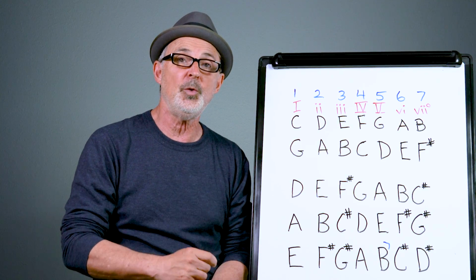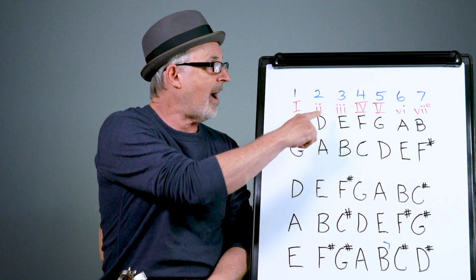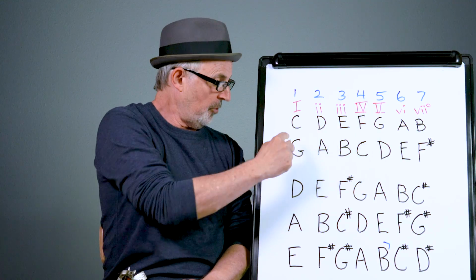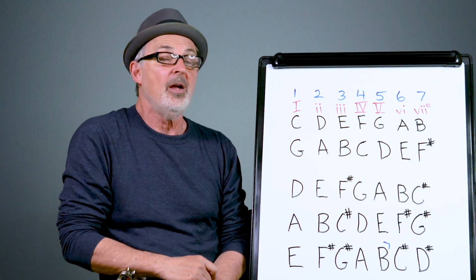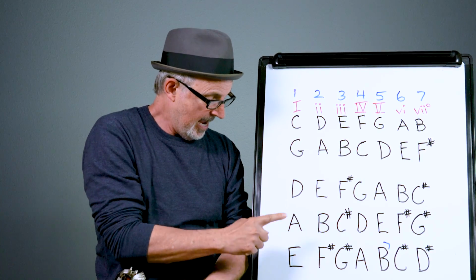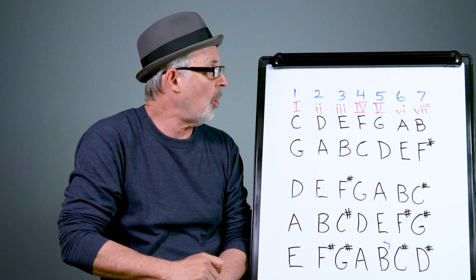So one way to do this, and a very useful way, is to memorize a little graph like this. So what I've done is I've written out the scales for the 5 most popular keys that guitar players use: C, G, D, A, and E. And I've written out the scale for each of these. There's 7 notes in each.